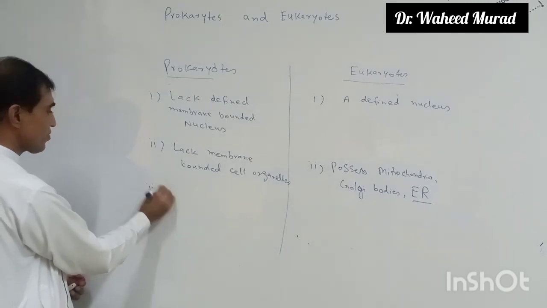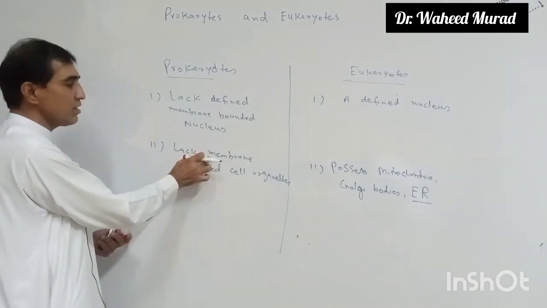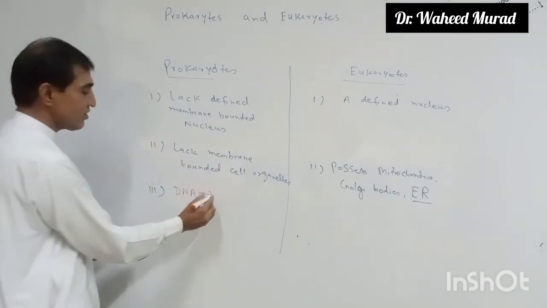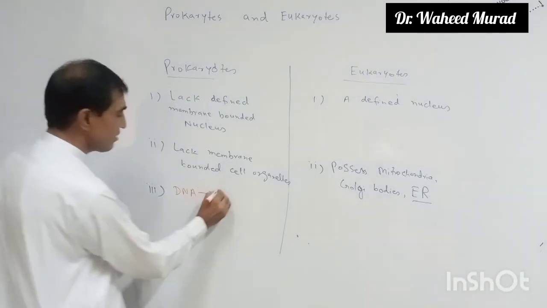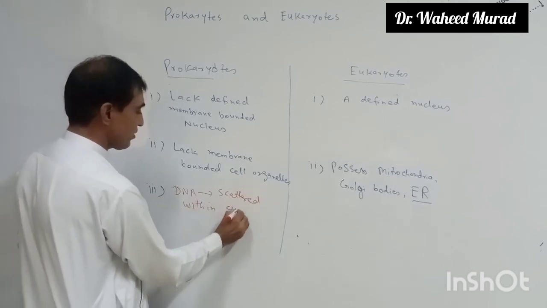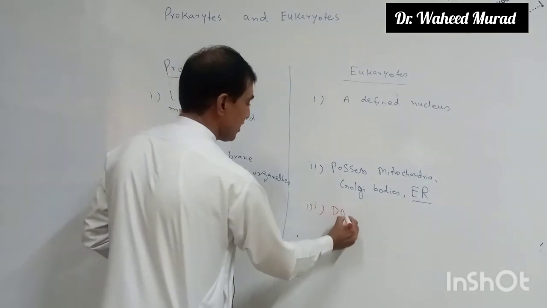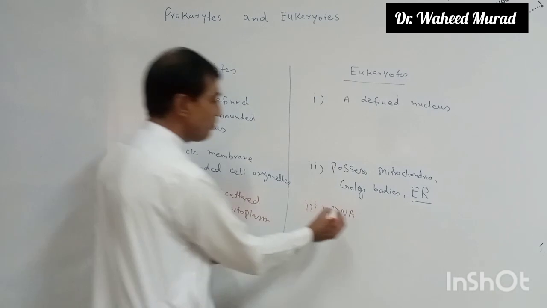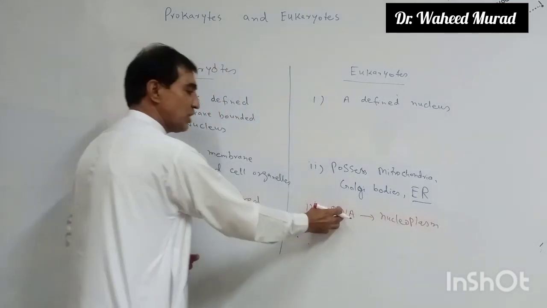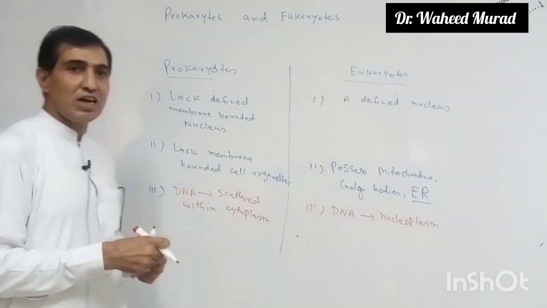The third difference: if there is no membrane-bounded cell organelle here, the genetic material, DNA, will be dispersed and scattered within the cytoplasm. And here in eukaryotic cells, the genetic material, the hereditary material in the form of DNA, will be present in the nucleoplasm, within the nucleus, because there is a nucleus. And here there is no nucleus, so the genetic material is scattered within the cytoplasm.